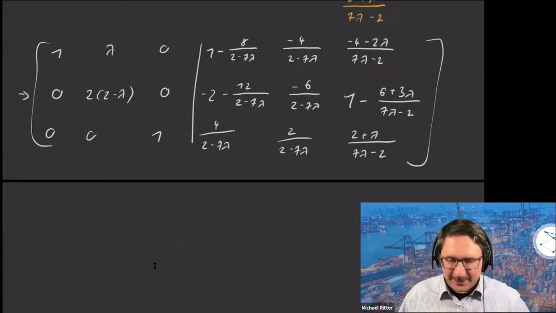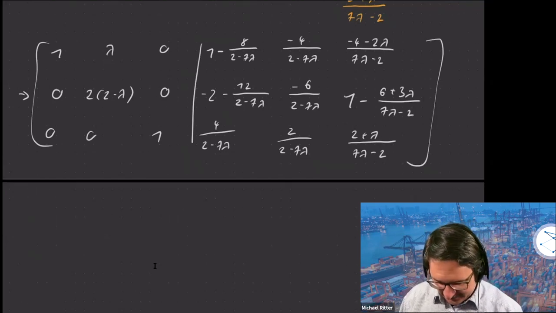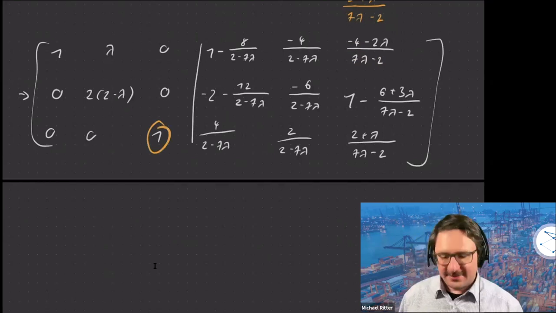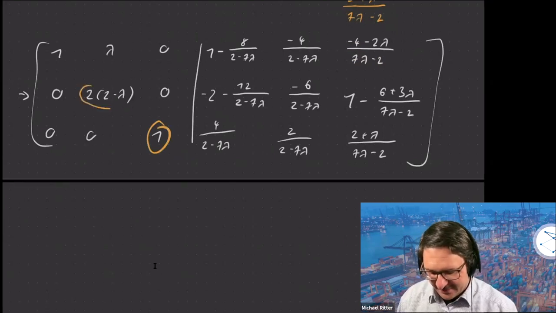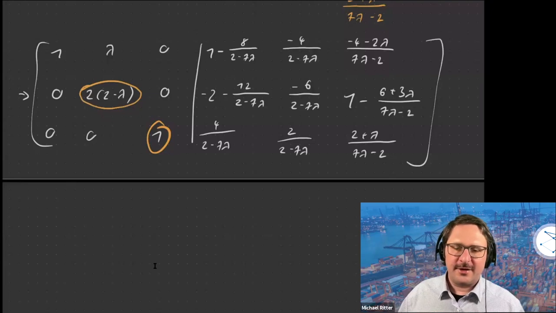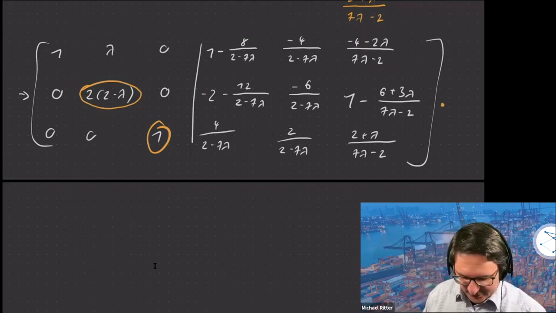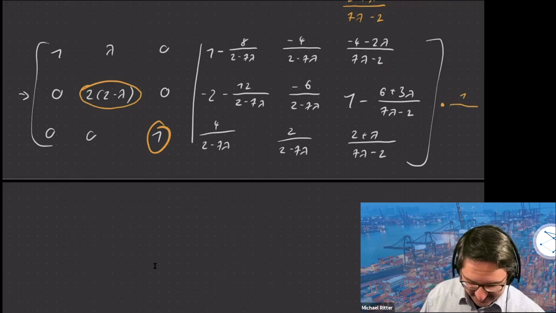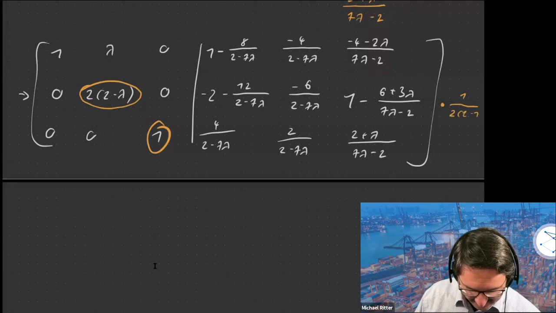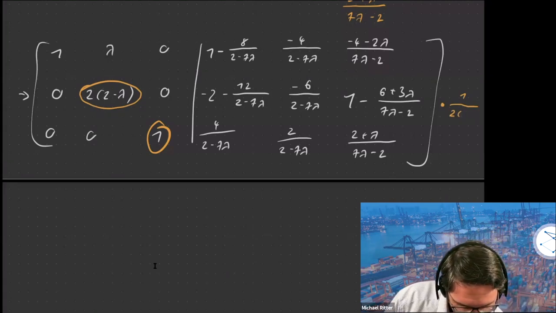Now, next step we have to do is this last row, that's now perfect. The second row, we have this entry here that we need to get rid of or make it a 1. So we have to divide that second row by that value. So we have to multiply by the inverse. So we multiply by 2 times 2 minus lambda. Maybe I can write this in a way that's actually readable. 2 minus lambda, that's better.